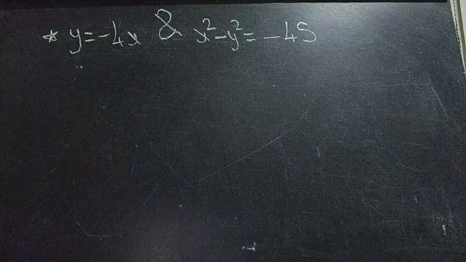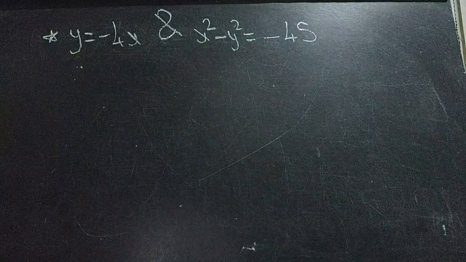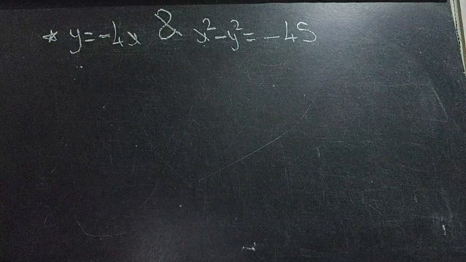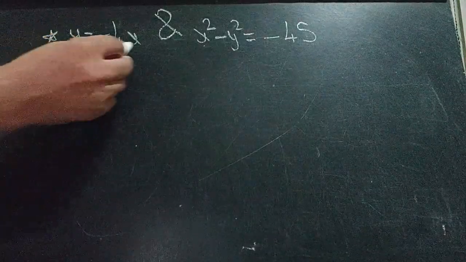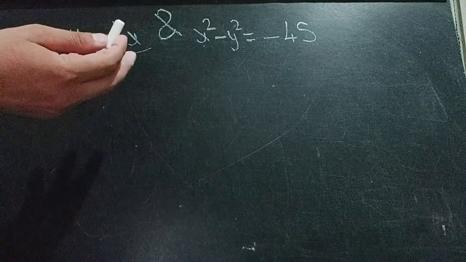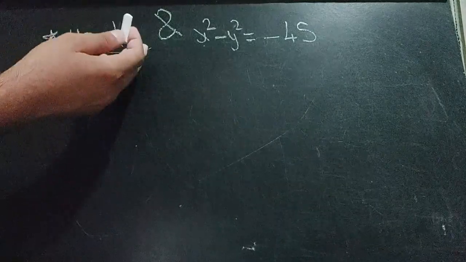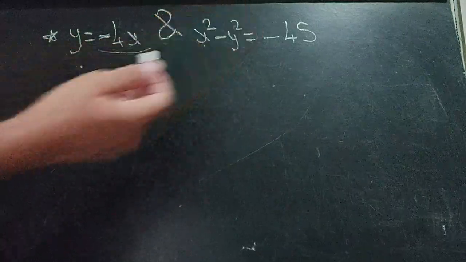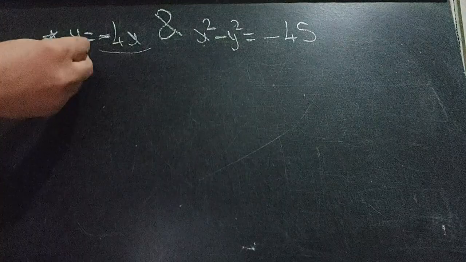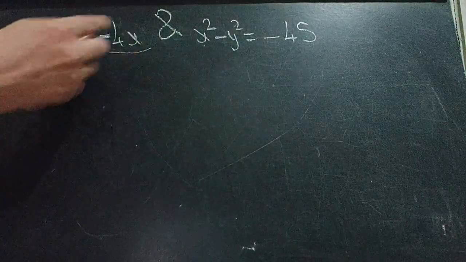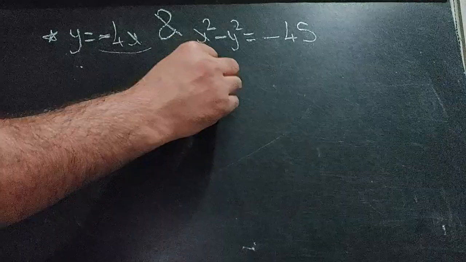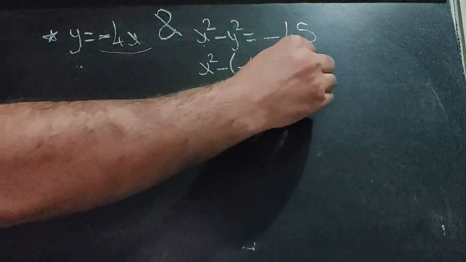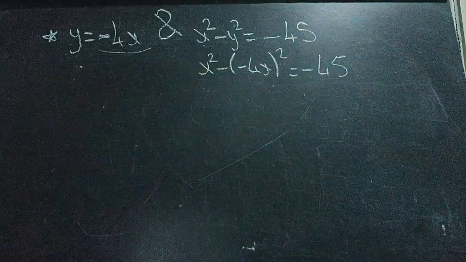All right, let's have a look at this question. y equals negative 4x and x² minus y² equals negative 45. So y is given already there. You don't need to think which one must I write instead of the other one. It is given already, and both of them have square power 2. So just write negative 4x instead of y. That will give you x² minus negative 4x squared equals negative 45.